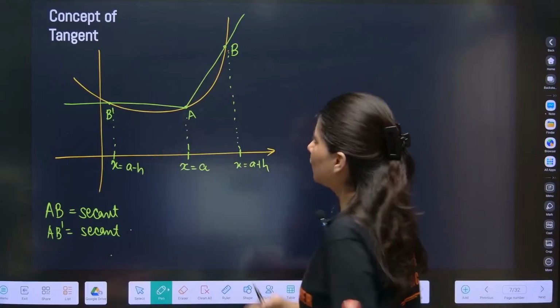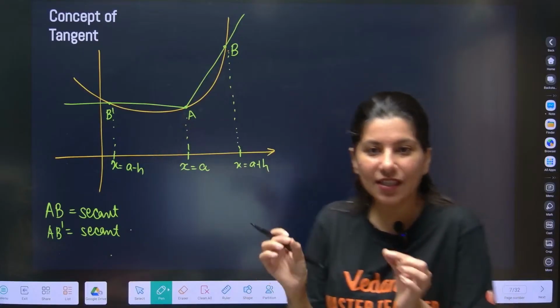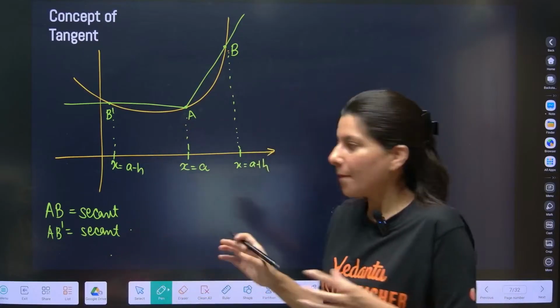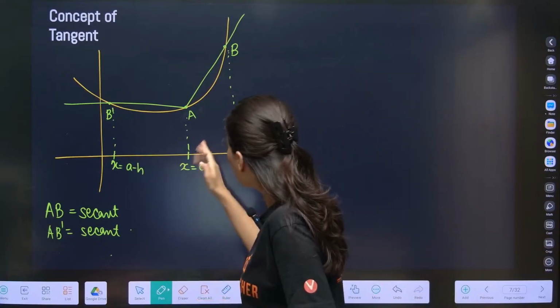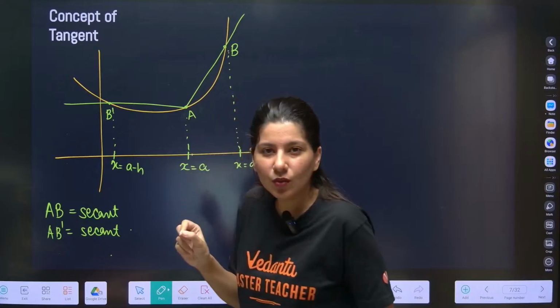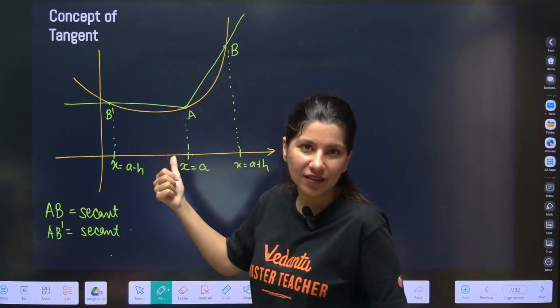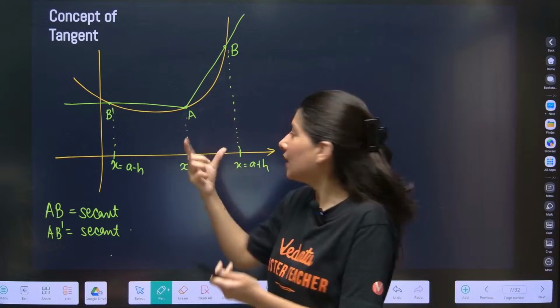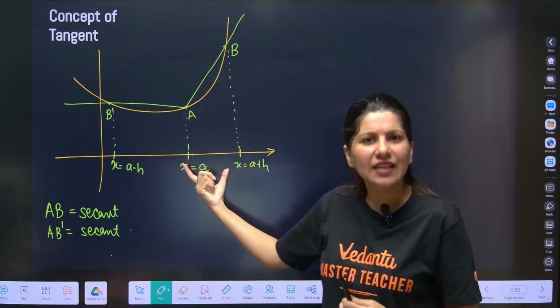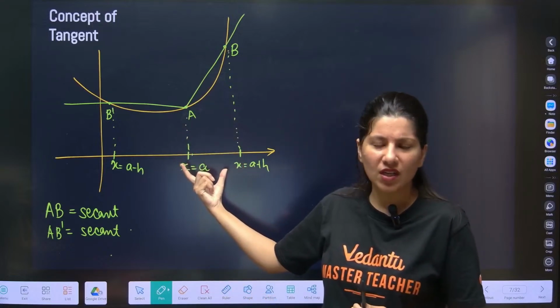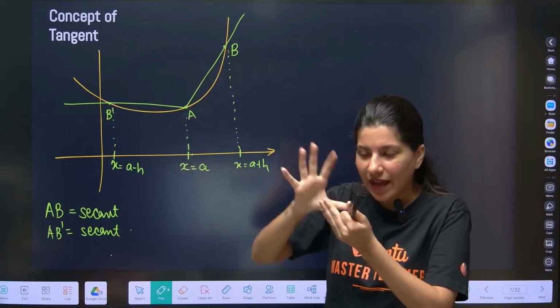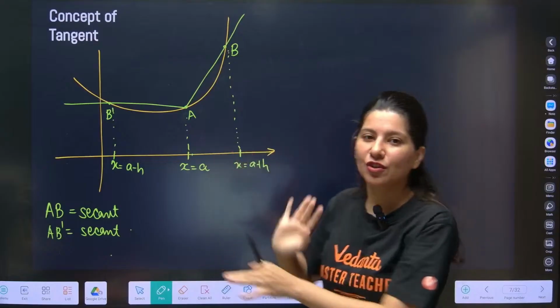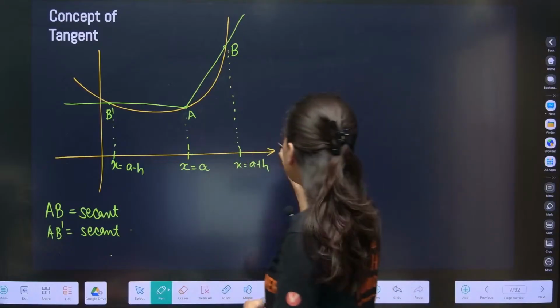What you are seeing on the screen is the zoomed version, but this h is very small. If I try to draw h very near to a, you won't be able to see it. So I have zoomed it, but this length is very small, very close to 0, almost negligible. I have zoomed this graph so that you can understand it better.